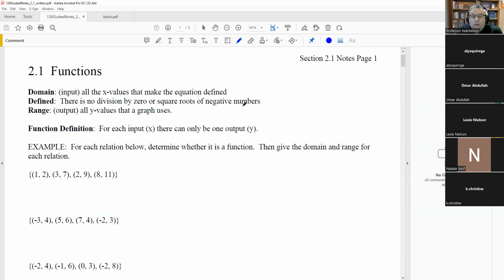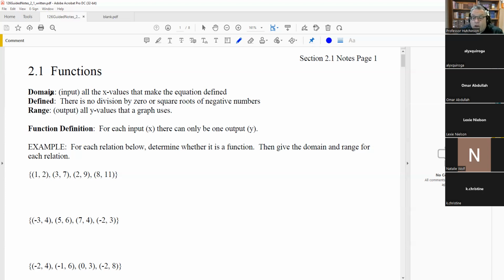All right, so 2.1 functions. We've got a couple definitions up front first. So first of all, we've got domain. The domain is considered like an input. It's like an x. It's all the x values that make a function defined. And so I need to talk about what defined means. So defined means that there's no division by 0 or square roots of negative numbers. So essentially, what you're trying to find with domain is you're trying to find all the values for x that a function is going to use where it doesn't cause division by 0 or square root of a negative number. That's basically what we mean by defined.